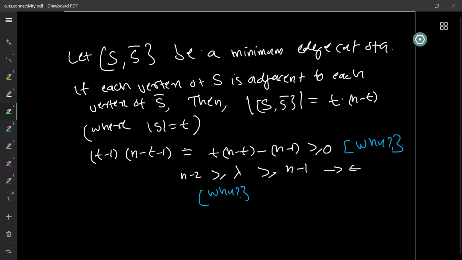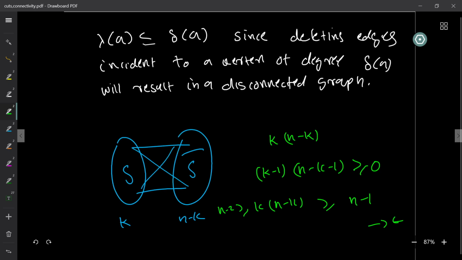So if the cut between S and S bar is a minimum edge cut, and each vertex of S is adjacent to each vertex of S bar, then the number of edges in the cut is k into n minus k. And (k minus 1)(n minus k minus 1) is greater than or equal to 0. It says that n minus 2, which is greater than or equal to lambda, is greater than or equal to n minus 1. This is a contradiction, and therefore we can look at the remaining case, that the cut between S and S bar misses at least one edge.